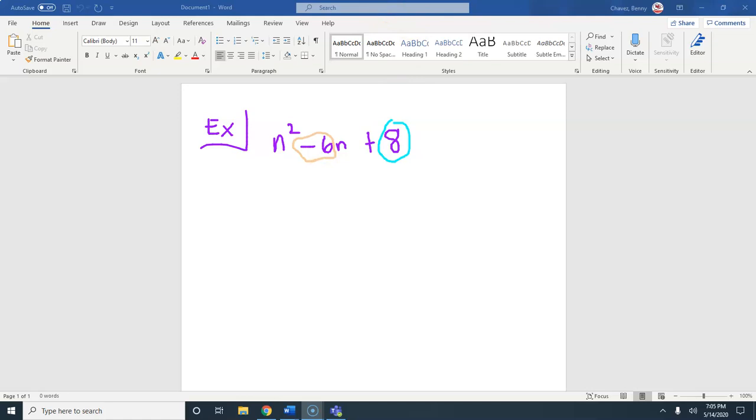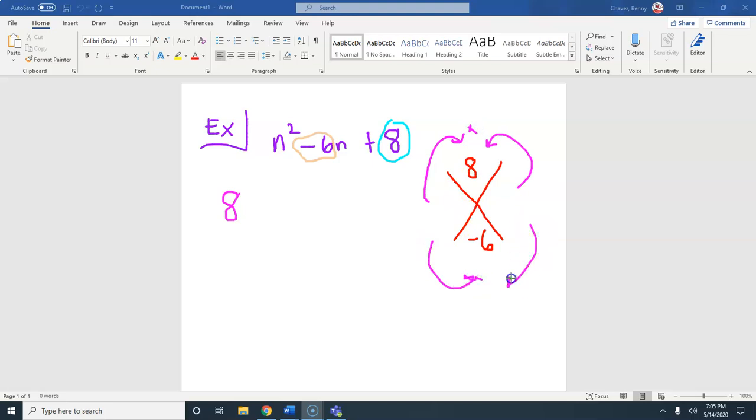Again, you're going to create a little x on the side to create a puzzle out of this. The top number goes here: 8 and negative 6. You want to ask yourself, what two numbers multiply to 8 and add to negative 6? If you can't think of it, what I like to do is take the product. These two have to multiply here and also have to add here. And I like to list all the possible factors.